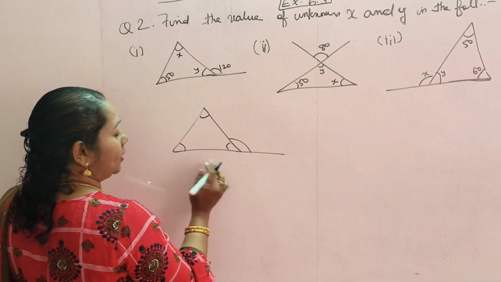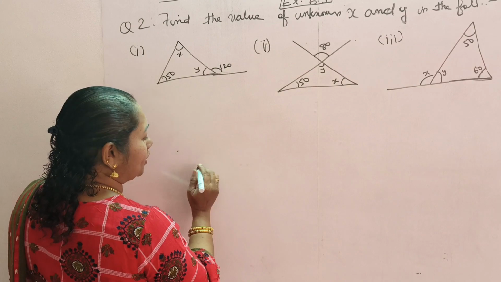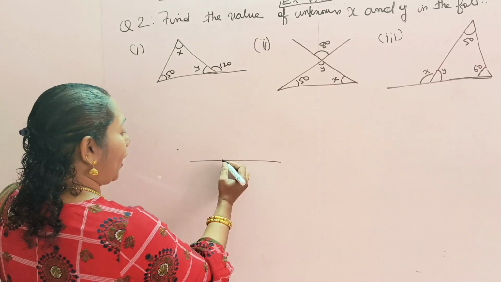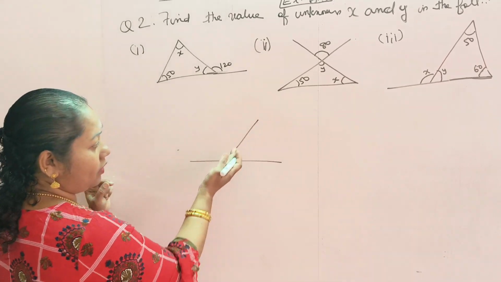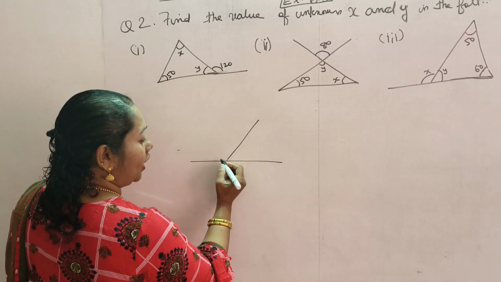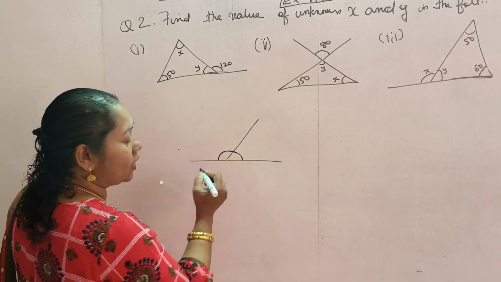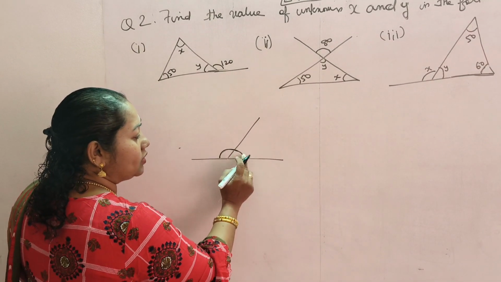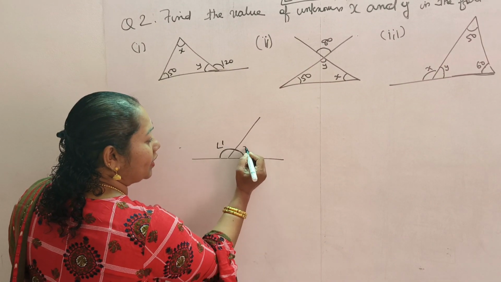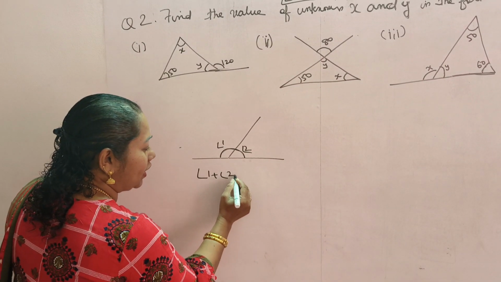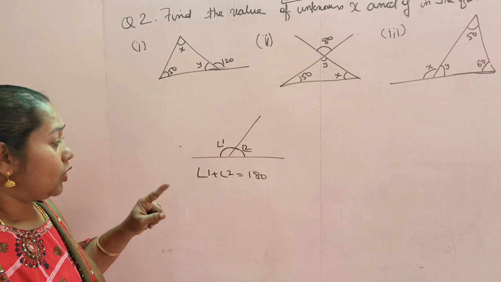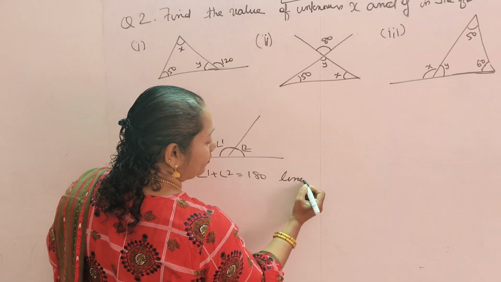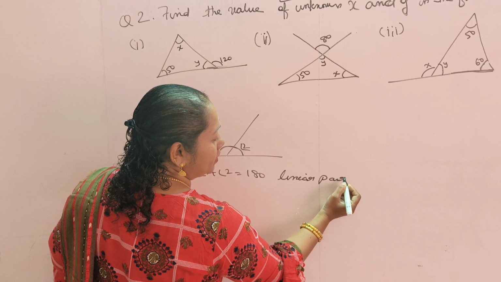Now one more thing is there. If it is given like this, what is this one? This is a straight line, and if any transversal is going like this, then the same thing will be here. This one is also again 180 degrees. If a straight angle is there, this one is angle 1 and this is angle 2. So angle 1 plus angle 2 is equal to 180 degrees. You can write either straight angle or linear pair. Linear pair means 180 degrees.